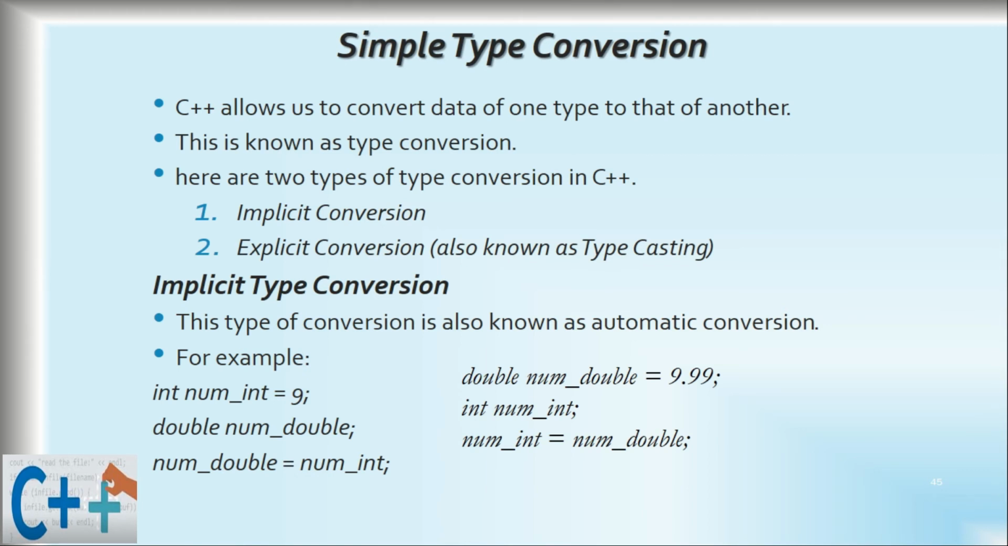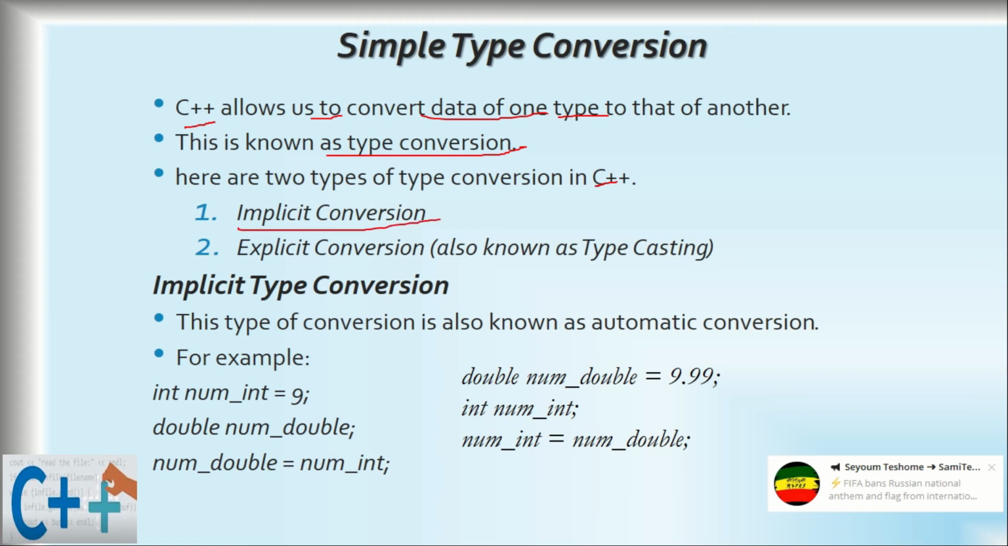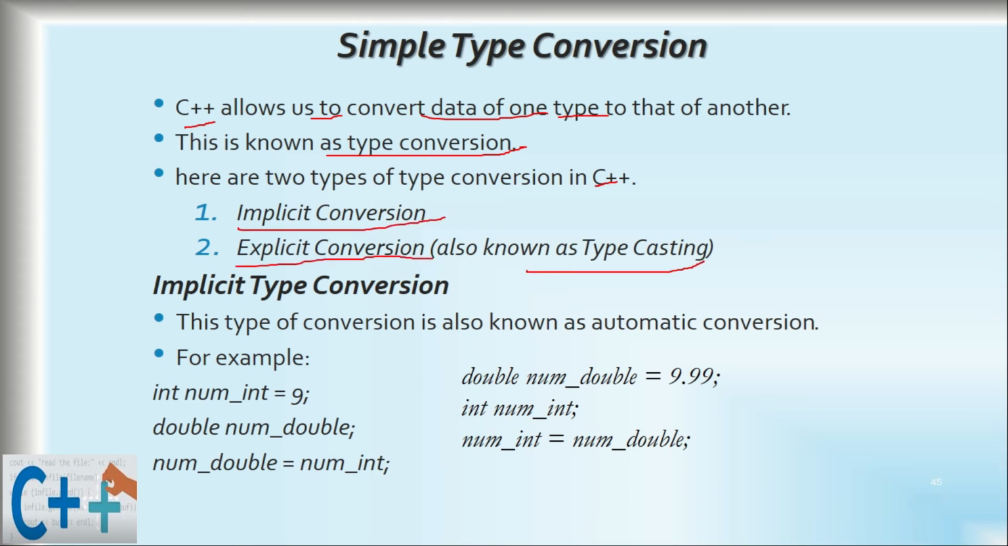Good. Then the next one, simple type conversion. C++ allows us to convert data of one data type to that of another. This is known as type conversion. There are two types of type conversions in C++. The first one is implicit conversion, and the second one is explicit conversion, also known as type casting, from one data type to another data type when we want to cast.